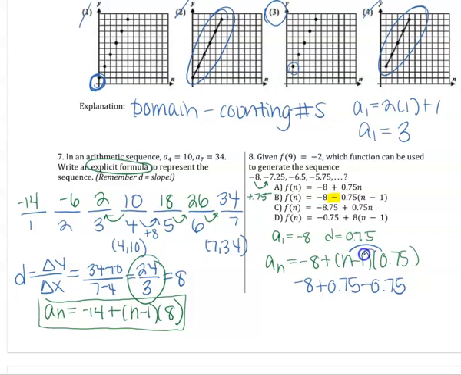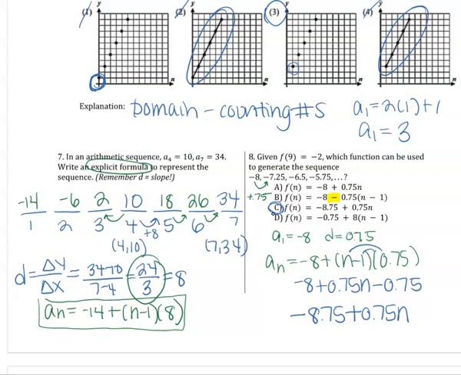So notice how I'm doing some distribution. And I think I lost my n in here. I did. That should have an n on it. Okay, maybe I'll just erase this and rewrite it. So negative 8.75 plus 0.75n. All right, let's look at our options. Looks like it's option C.